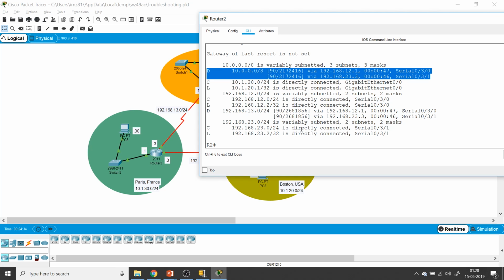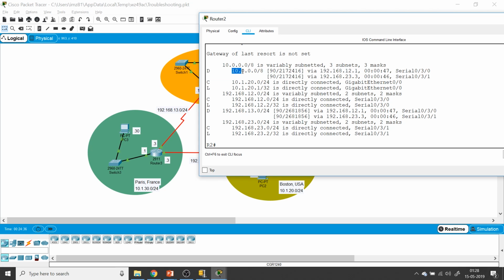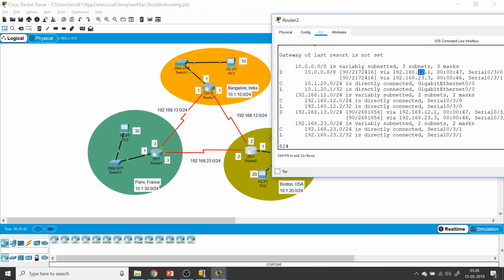So router 2 is getting the 10.0.0.0/8 summarization via 12.1, which is this, and 23.3, which is this. So he's getting summarization on this, and there is load balancing happening. Now if load balancing is happening, it's going to be very interesting.